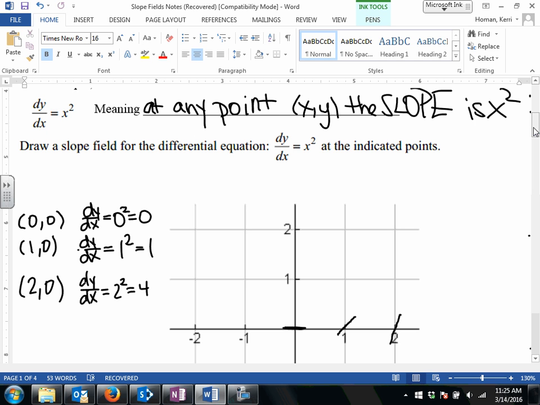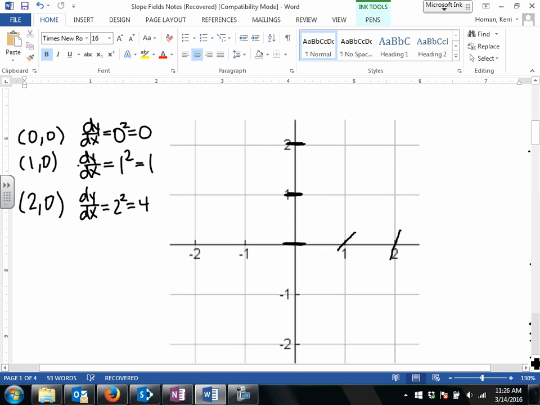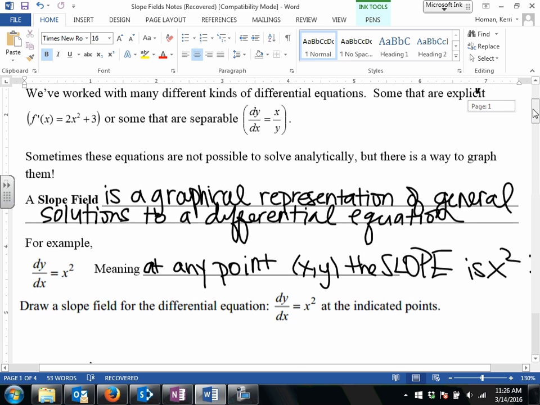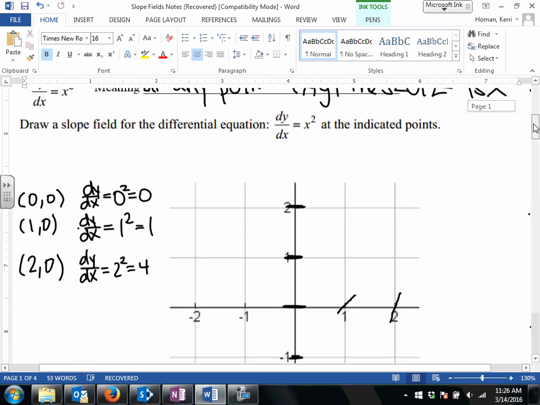So, Nathan, what is the slope at 0, 2? 0. Aaron, what is the slope at 0, 1? Zach, what is the slope at 0, negative 1? Jalen, what's the slope at 0, negative 2? Carly, what is the slope at 1, 1? 1. If we plug 1, 1 into x squared, we would get 1.